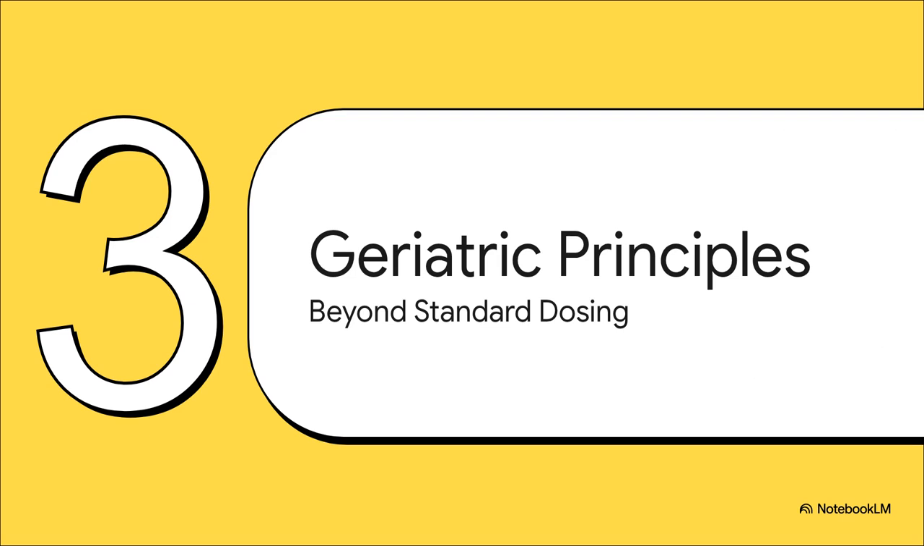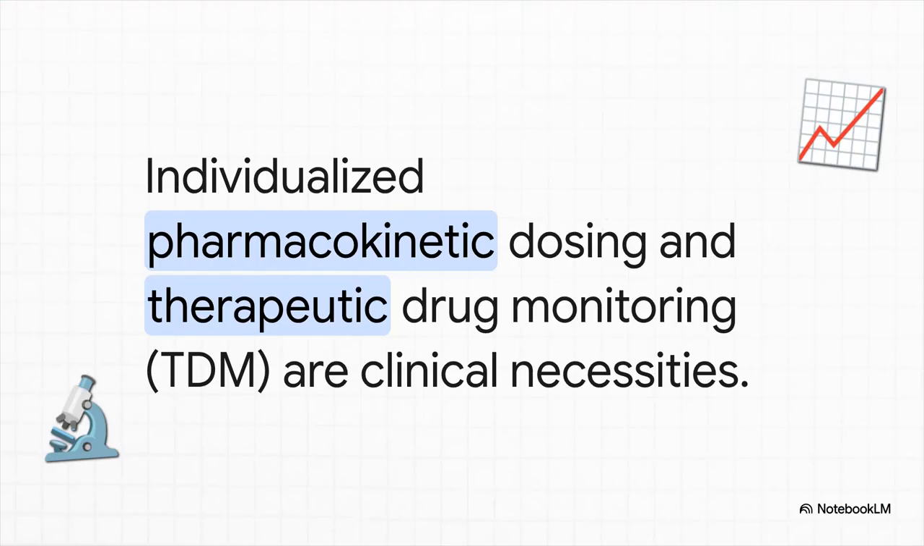Okay, so recognizing this heightened risk is step one. But what's next? Well, the next step is to establish a clear set of principles for how we act. This is where we really move beyond just standard dosing and get into the fine art and science of geriatric pharmacotherapy. And this right here is the core of the solution.